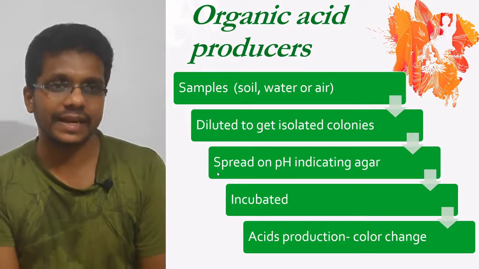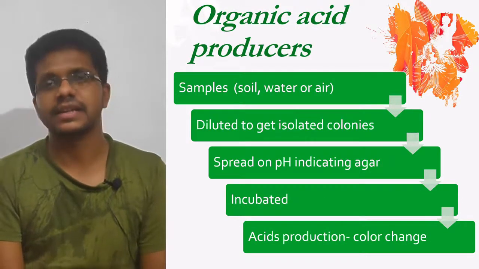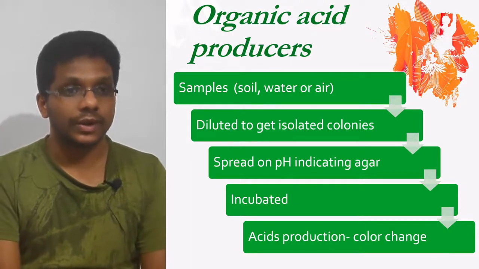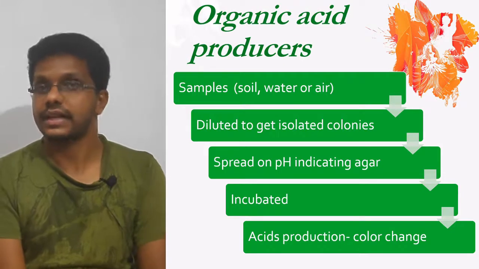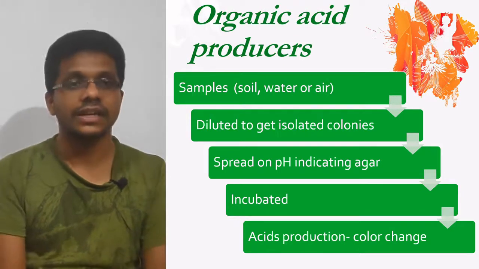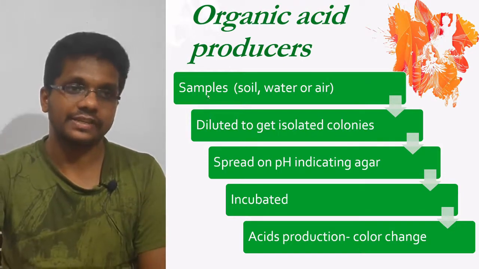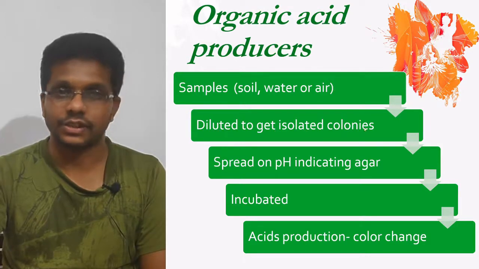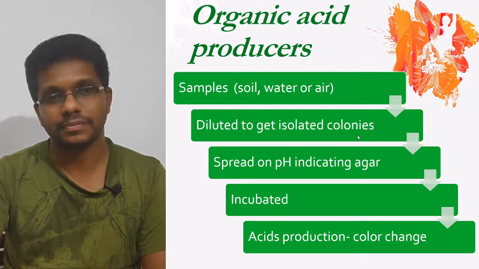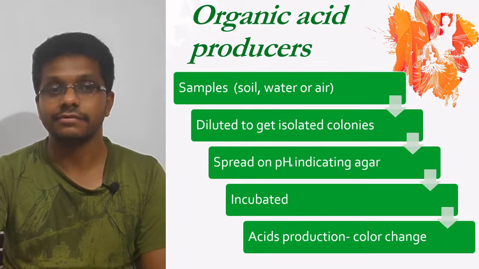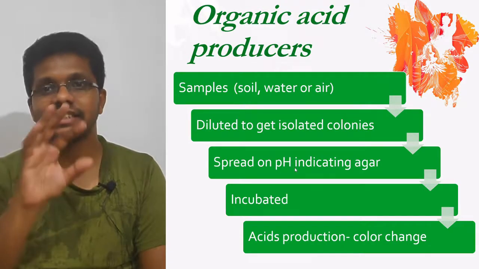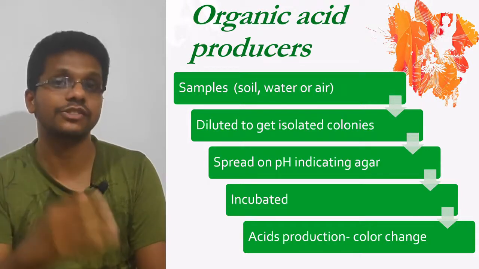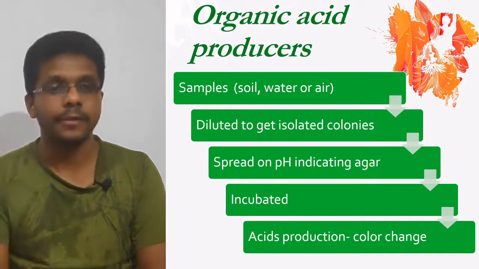Another example is organic acids. Organic acids like citric acid are used extensively in the food industry. So the organic acid-producing microorganism can also be screened from natural sources. For that, we take samples from soil, water, and air, then dilute to get isolated colonies, and these colonies are plated in a medium which contains a pH indicator. If there is a change in the pH of the medium, it will change color.